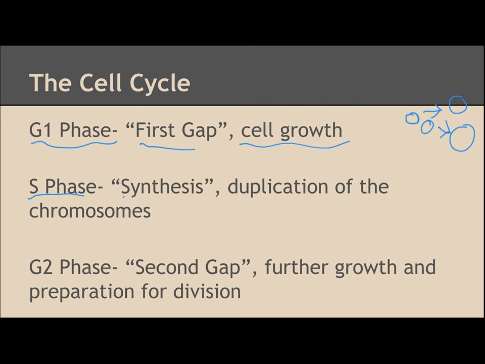S phase stands for synthesis. This is the duplication of the chromosomes, where the chromosomes go from line to X. So remember DNA replication? This is when DNA replication happens. And then we get G2 phase, the second gap, a little bit more growth and just putting everything together and preparing for the actual dividing.